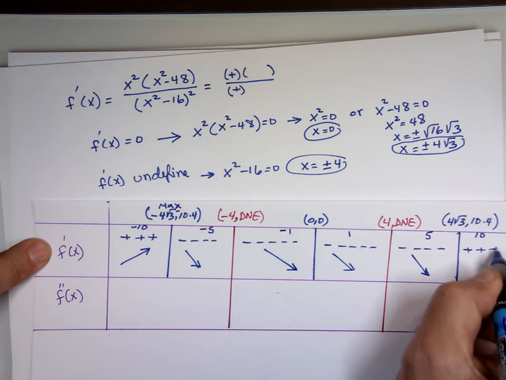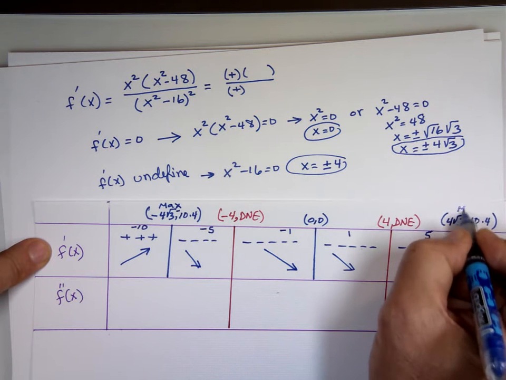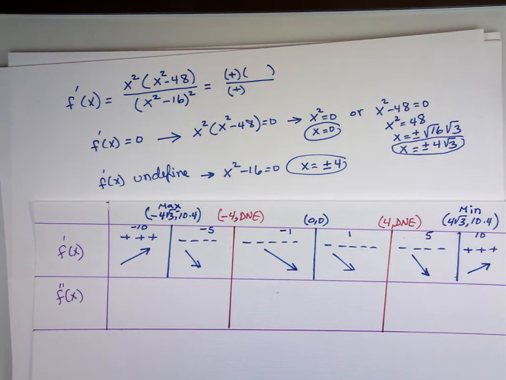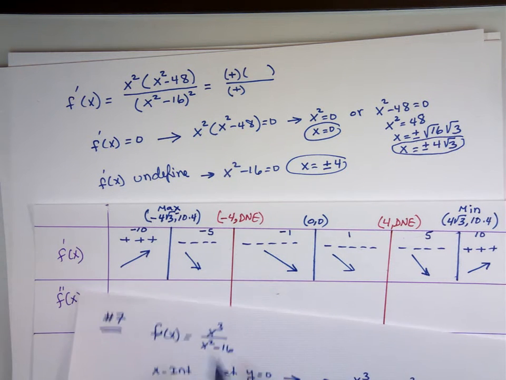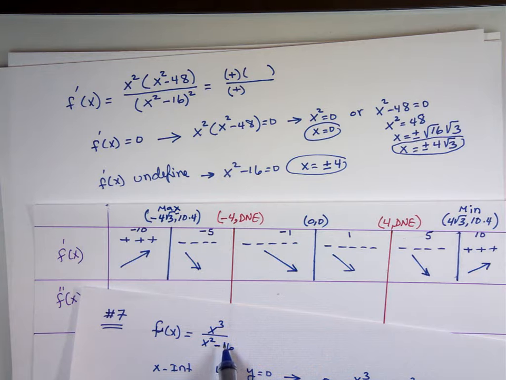What do we know? We got a min here. I got a max and I got a min. Relative min. So only one value. What is the min? 4 the square root of 3. What was that number, the y value? 10.4. Yeah, I'm sure they don't want a 10.4. They probably want the exact value. So I really got to go back and plug it into the problem to get the exact value for it. Probably like cube root or something.